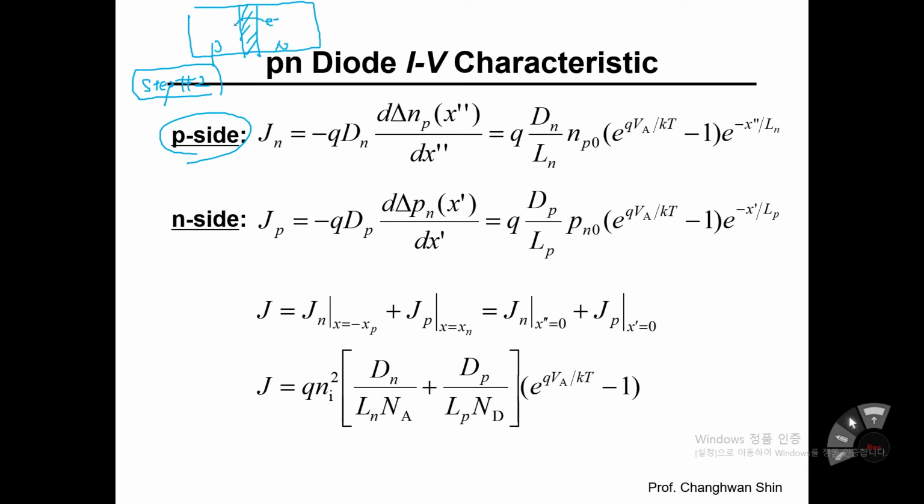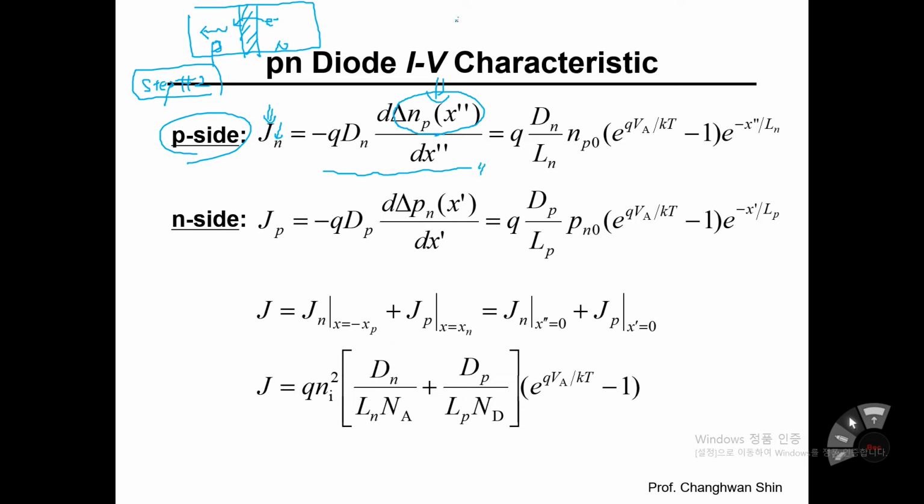Now electrons have been injected into the P side and how they are diffused within the P side quasi-neutral region. So the electron current density caused by the diffusion mechanism is defined by this equation. So just plug in the full equation that we have obtained from step number 1.